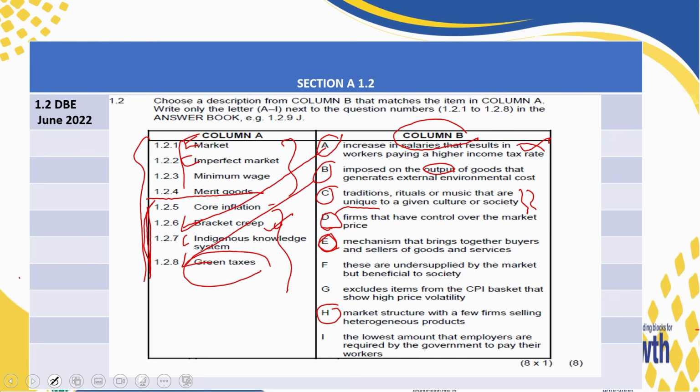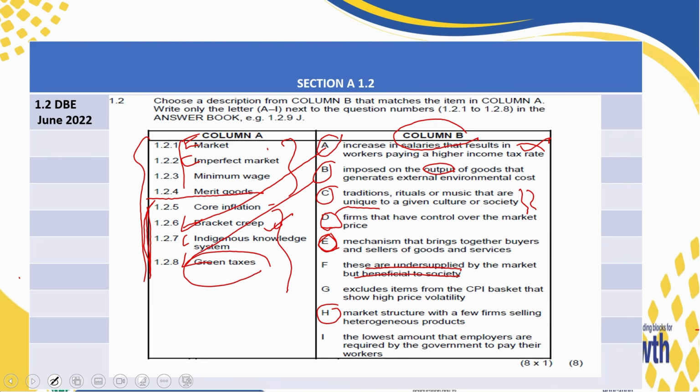So we take letter E and we put it here. Now, let's go to the next one. These are undersupplied by the market, but beneficial to the society. Where are we? We are in microeconomics. And we are talking about market failure here. So, what are these ones that are undersupplied? Try to think for the answer before looking. Now, the two are already gone.